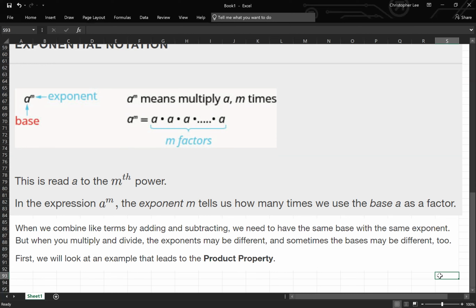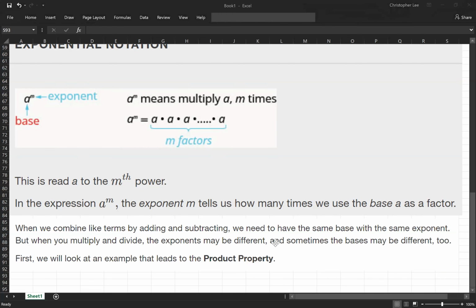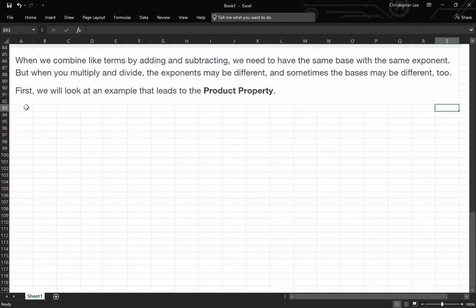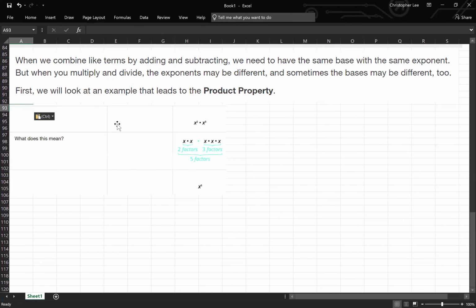But when you multiply and divide, the exponents may be different. And sometimes the bases may be different too. So first we'll look at an example. This leads us to the product property, all right? So this is gonna be our first technique that we're gonna go over real quick. Product property. Bam. And make that a little bit bigger.